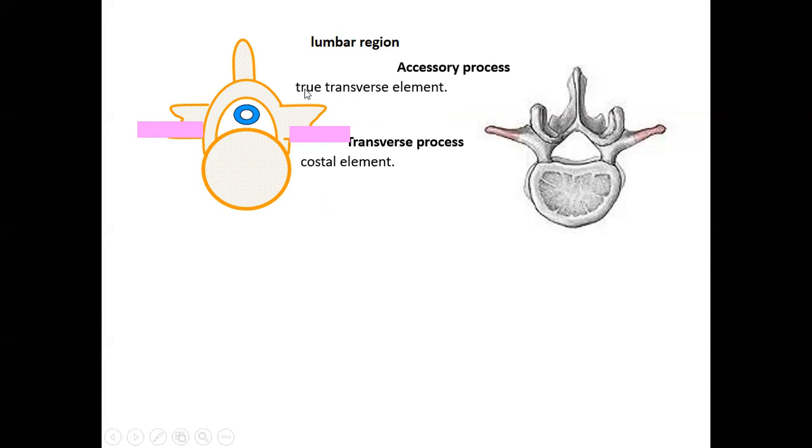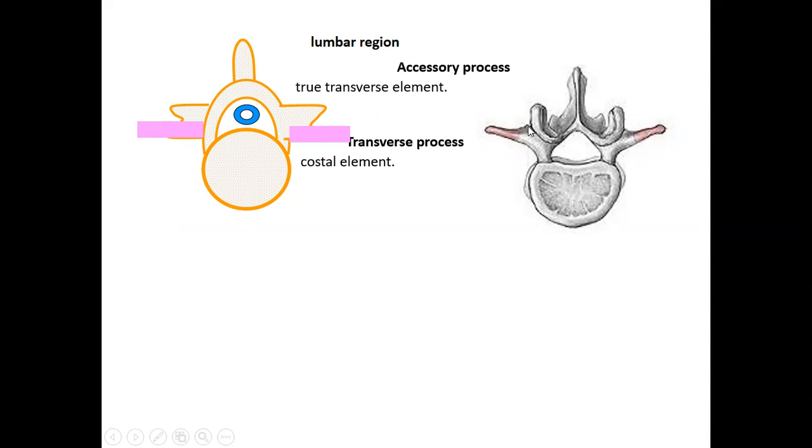But the true transverse element here will form the accessory process. Sorry, I'm trying to correct my words. The true transverse element will form the accessory process, and the costal element will form the transverse process. Because these two parts will join together, the true transverse element and the costal element will join together.